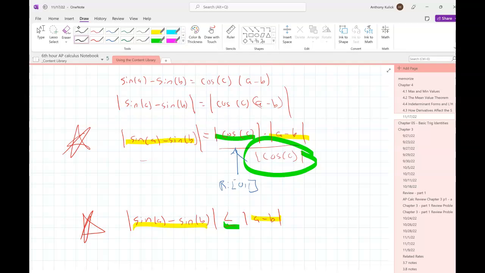Yeah. You probably figured the mean value theorem had to be used somewhere, but how was I going to build that inequality out of the mean value theorem was the tricky piece.